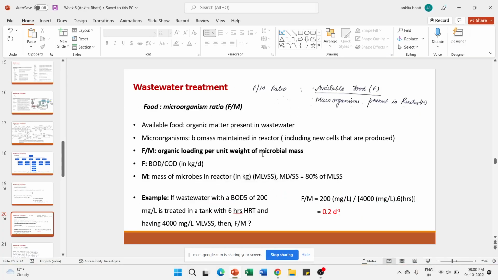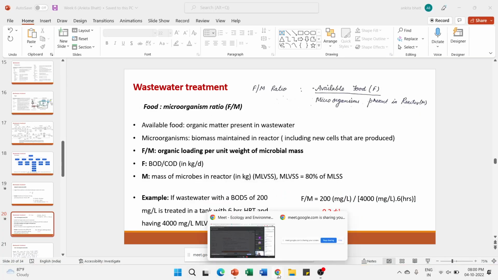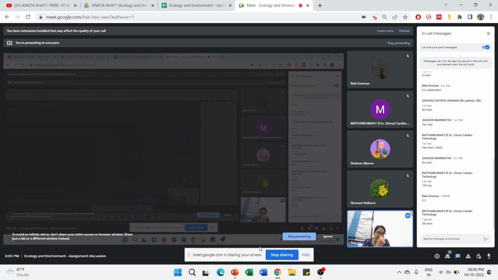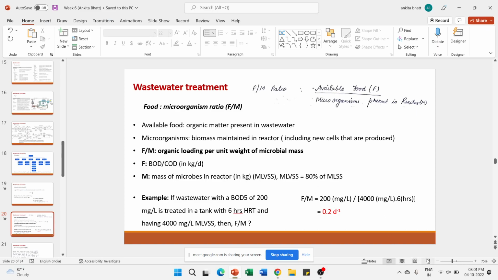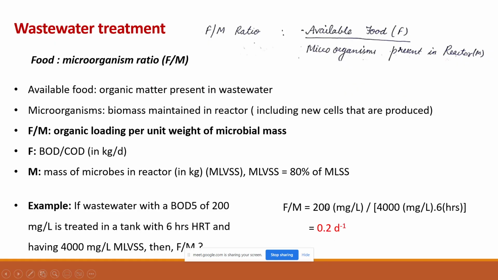So let's go to the discussion part. Where I mentioned that it will be unitless, it will actually have a unit, which is day inverse. But the answer of 120 mg will be incorrect. So just try to solve it again and see whether you are obtaining this answer or not, right?